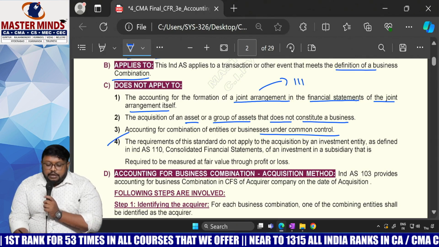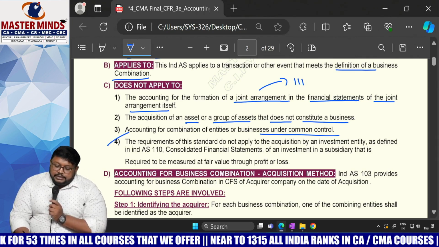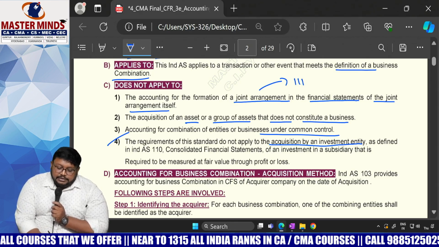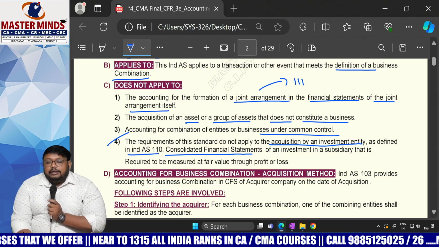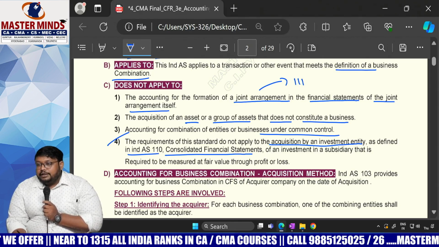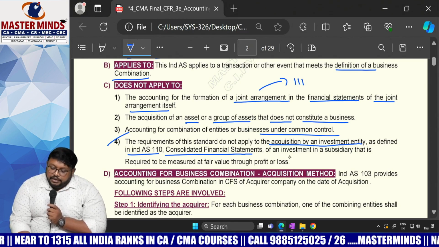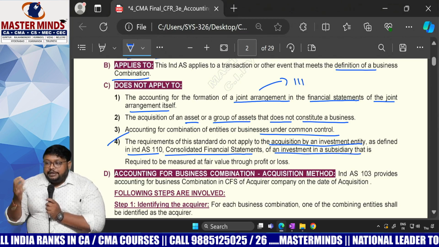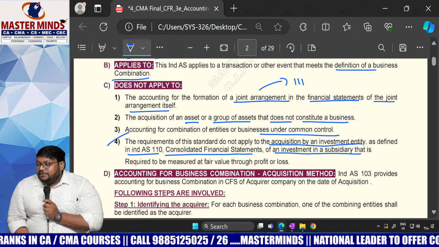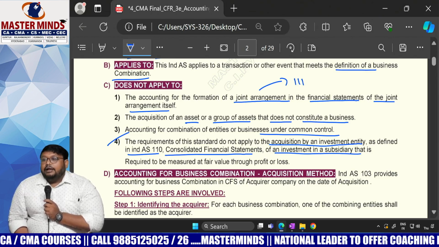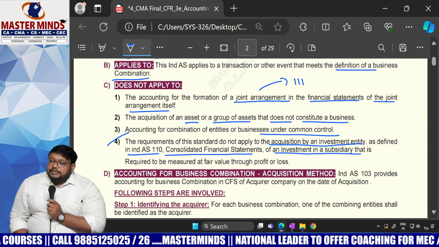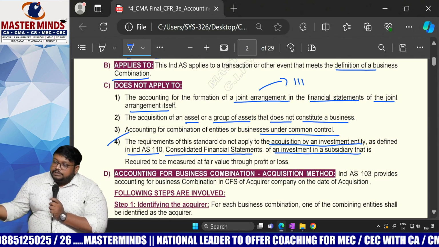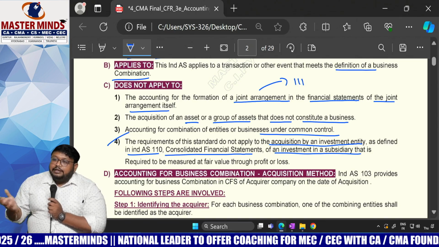Next one. The requirements of this standard do not apply to the acquisition by an investment entity as defined in Ind AS 110, consolidated financial statements. In Ind AS 110 there is a definition of investment entity, investing in subsidiaries. See, if I am acquiring 80% of stakes, I am getting control. If my company is an investment company, everywhere I am putting investments. In such a condition, what is the business model for an investment company? Making investments. If the investment price rises, immediately they will sell and gain the profit.